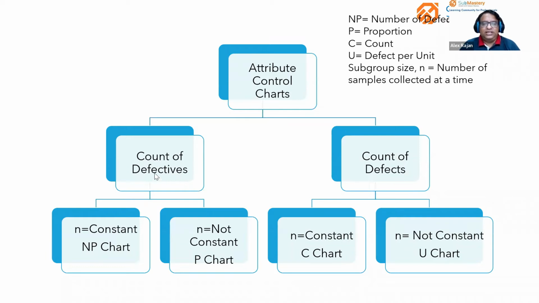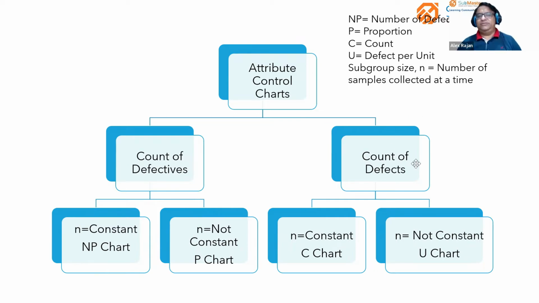So the count of defectives is used when we are categorizing the outputs into pass or fail, or yes or no, or good or bad. We are classifying those outcomes of the process into defectives. If the sample size is constant every time, then we use the NP chart, which we call the number of defective parts chart. If the sample size is not constant, we use a P chart or the proportion chart.